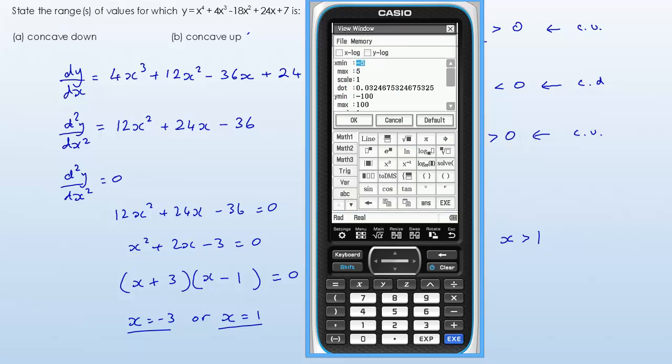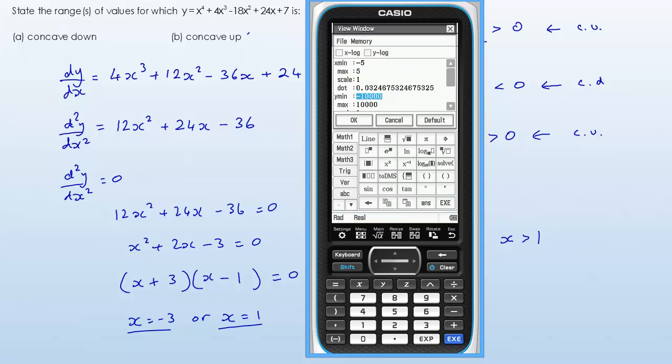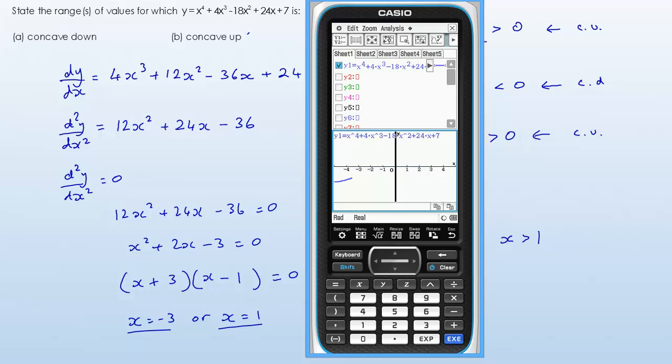So let's make it 10,000. Make this one 10,000 as well. We should get the curve in there now. We went too far, so sometimes you do have to play with these things a bit. And let's have a look.